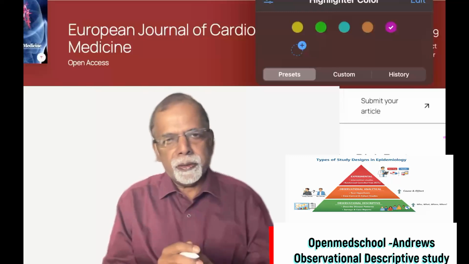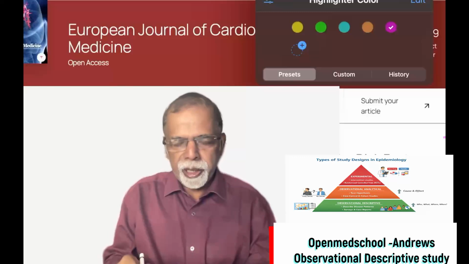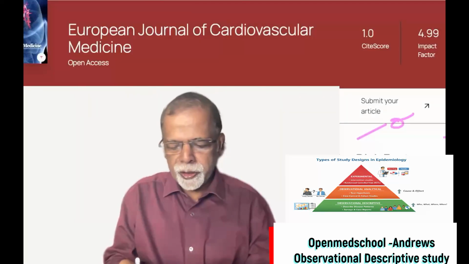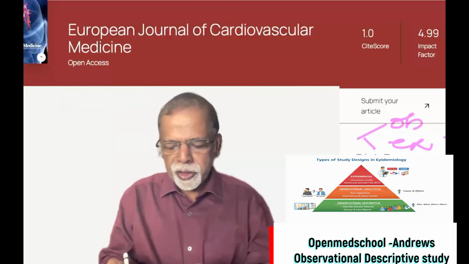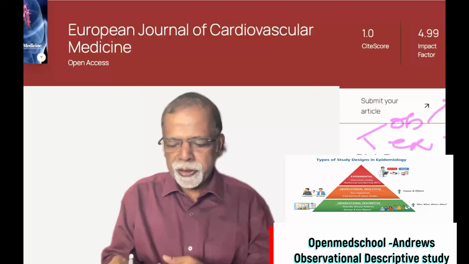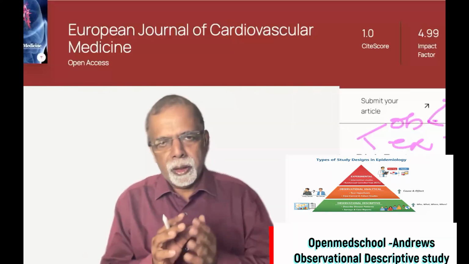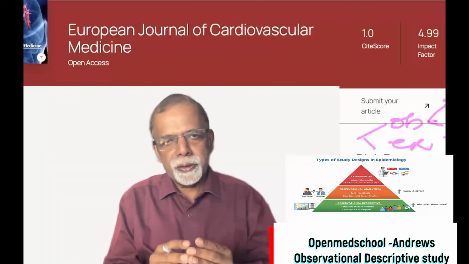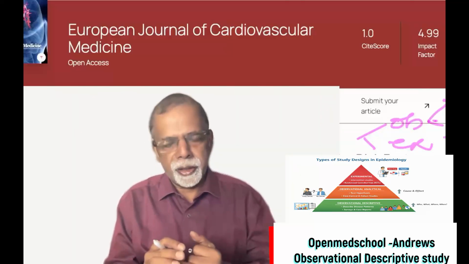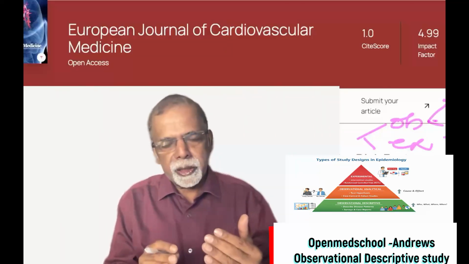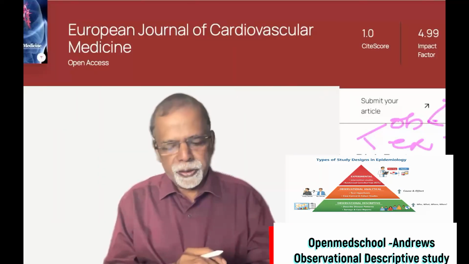In the last session we discussed the types of study designs. We divided them mainly into observational studies and experimental studies. The observational studies were again classified into descriptive studies and analytical studies. The analytical studies are the cohort studies, case control studies, and cross-sectional studies can also be analytical studies. The descriptive studies are the case reports, case series, and cross-sectional studies.